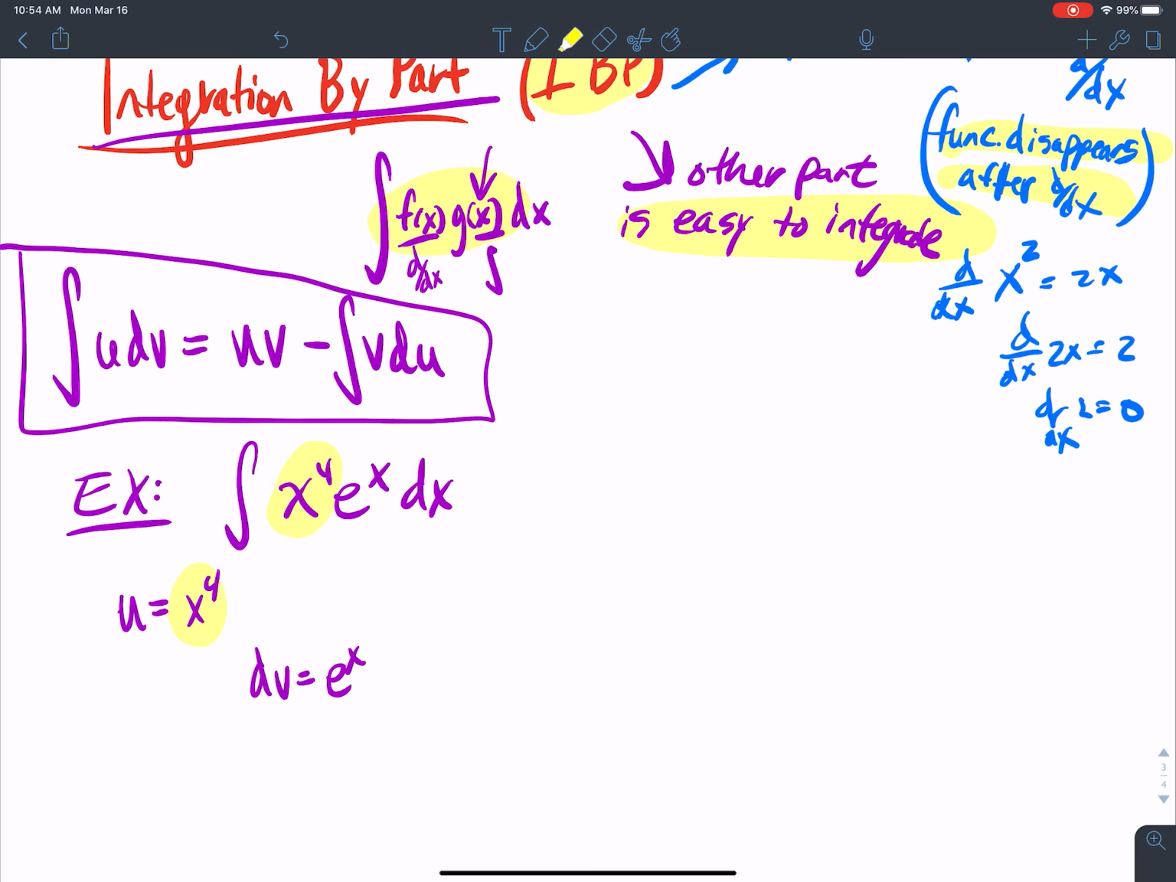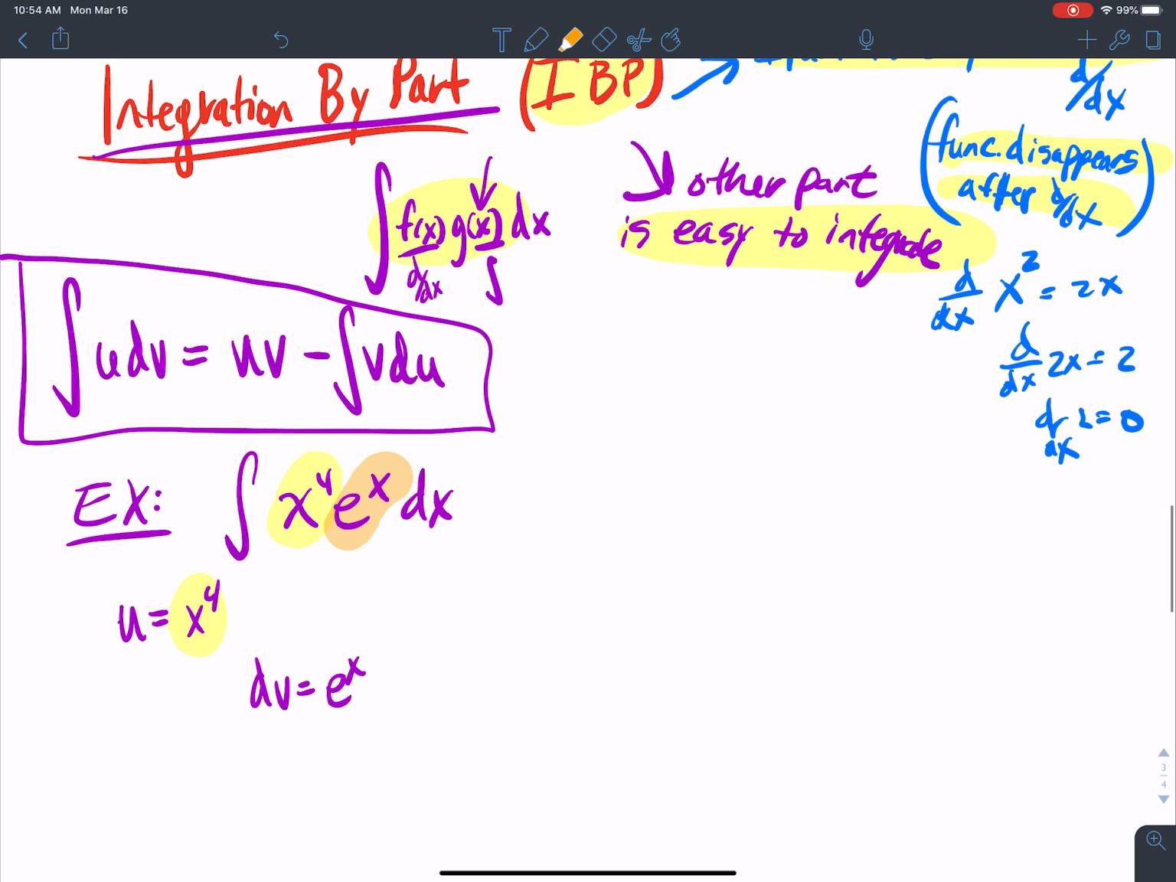If I had picked e to the x to be my u, yes, I can take derivatives of e to the x, but I can do that forever. And what's the derivative of e to the x? It's just e to the x. So it's never going to go away. And if I integrate x to the fourth, it's going to get more and more complicated the more integrals I do. So the reason I picked x to the fourth to be my u is because derivatives, after a while, go away.